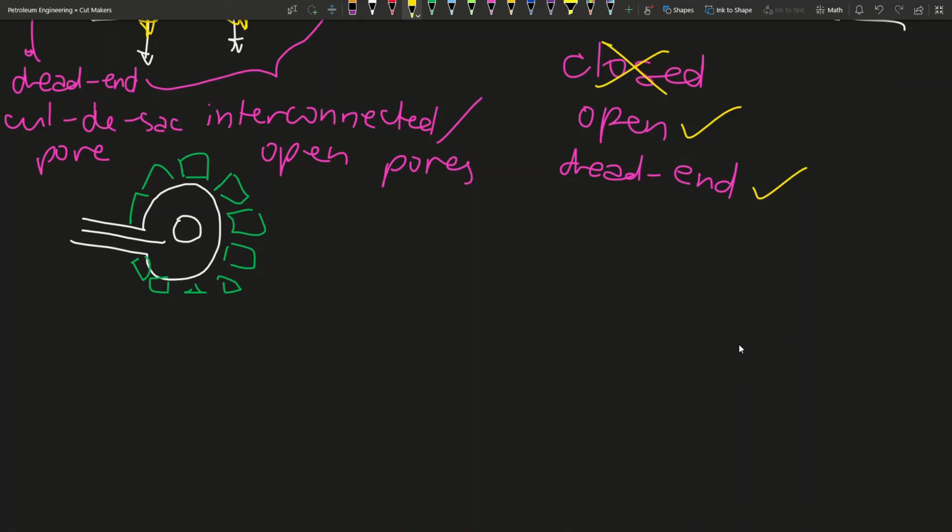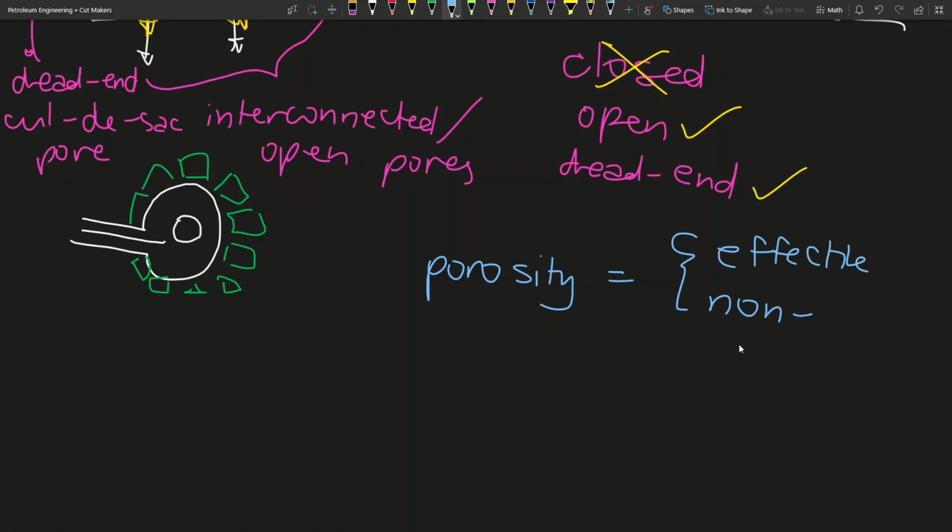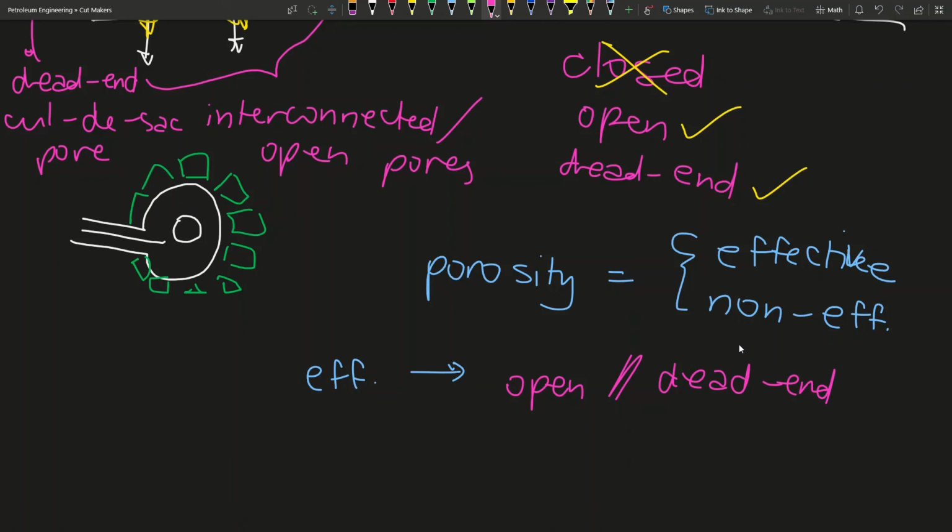Alright, so based on this classification of pores, based on whether or not they are able to allow fluids to flow in or out of it, we can actually come up with some additional definitions of porosity. So then, porosity will have two types. We will have an effective and ineffective. That's a very badly written effective. Okay, so effective porosity is made up of pores that are both open or dead end, whereas ineffective porosity is made up of closed pores.